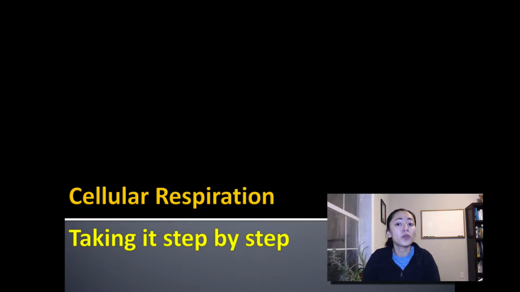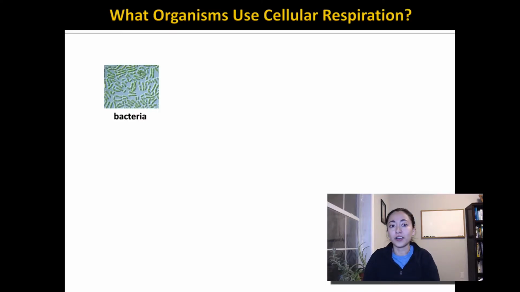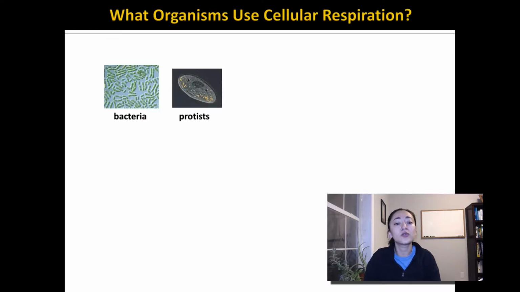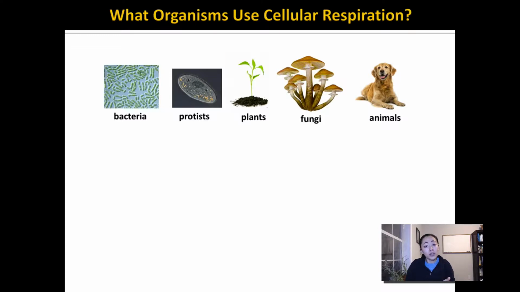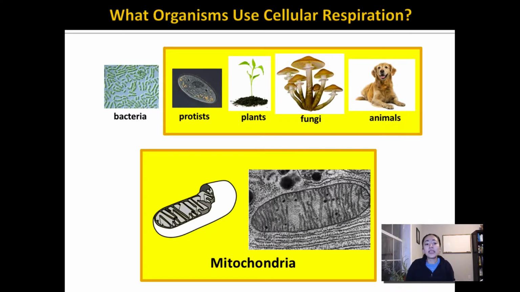First off, all organisms, including bacteria, protists, which includes organisms like paramecium, amoebas, and algae, plants, fungi, and animals like you and me rely on cellular respiration for energy. Protists, plants, fungi, and animals all have structures in their cells called mitochondria where cellular respiration occurs. So we will only focus on how cellular respiration occurs in organisms that have these mitochondria, and we will not talk about bacteria.